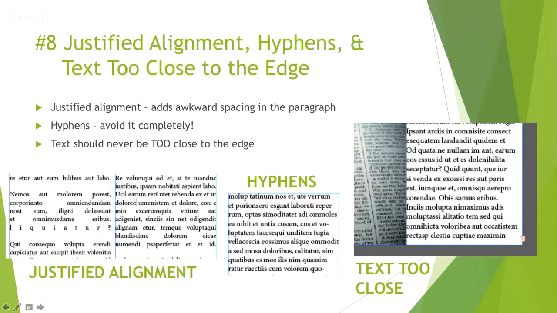And next is going along with more typography. Justified alignment, hyphens, and text too close to the edge. Avoid all of these. So justified alignment adds so much awkward spacing in the paragraph. If you come down here, this is an example. It creates a nice left alignment, but don't do it because there's so many awkward spaces.